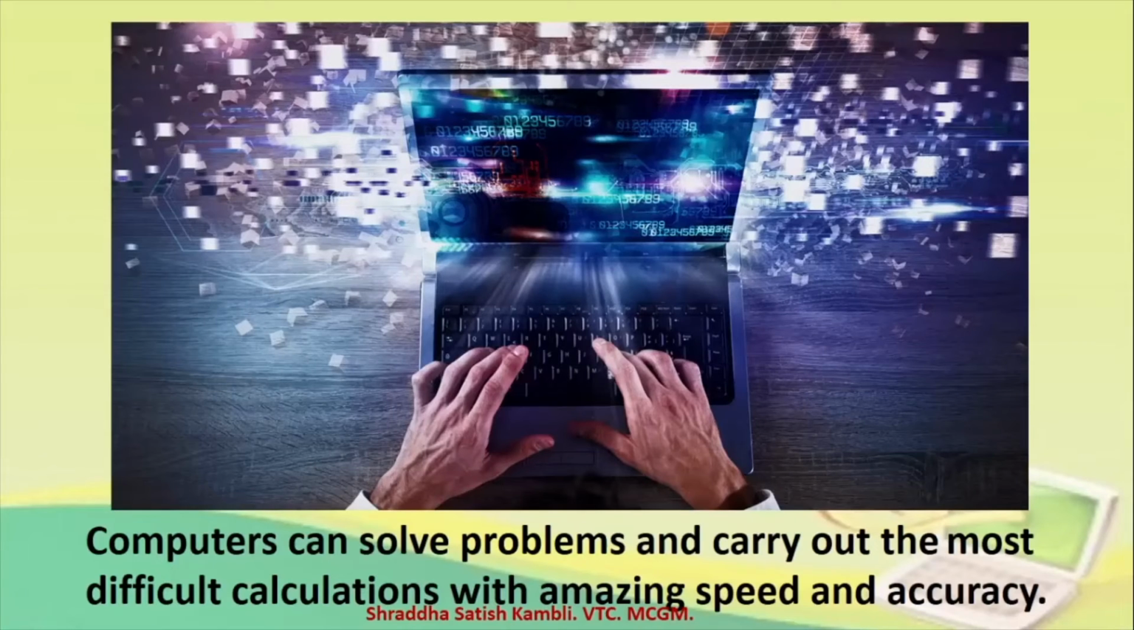All right. So see, computers can solve problems and carry out the most difficult calculations with amazing speed and accuracy. Not only is the speed good, sometimes people work very fast, but their work might have a lot of mistakes. But in the case of the computer, computers can solve problems and carry out the most difficult calculations with amazing speed and accuracy. Okay, so your work will be done fast, and your work will be done correctly, without mistakes. So that is a very important thing.